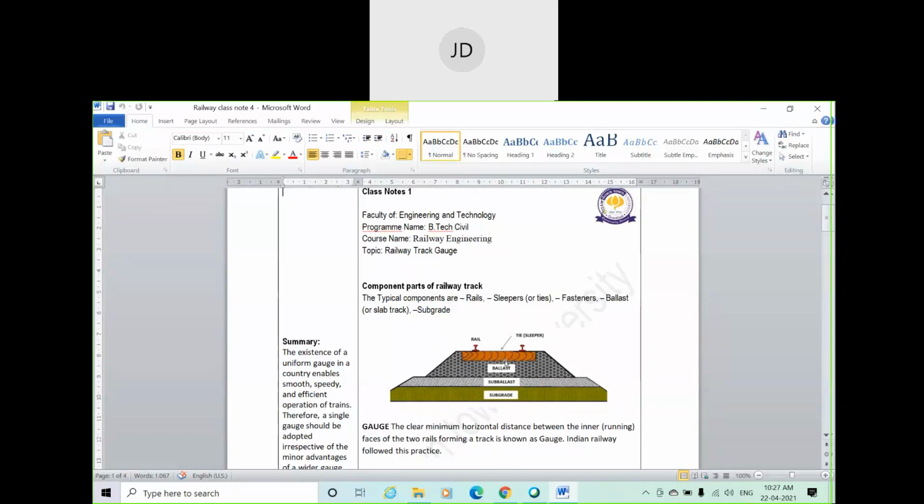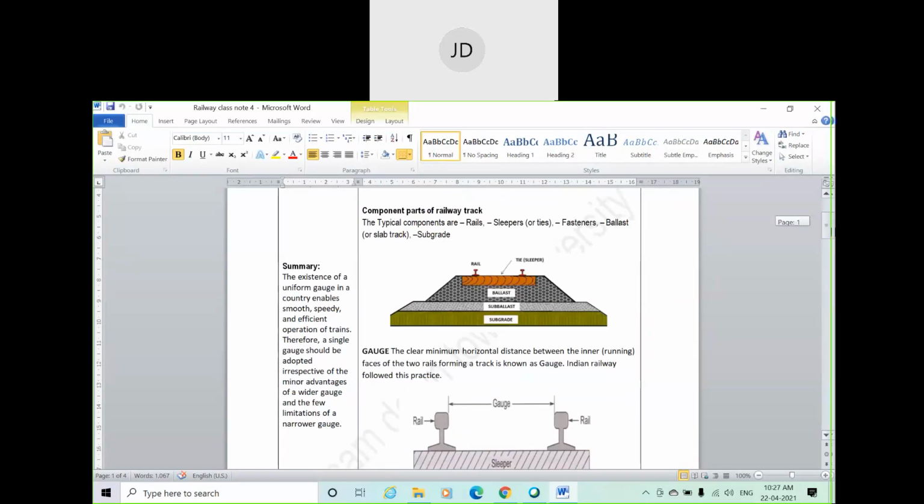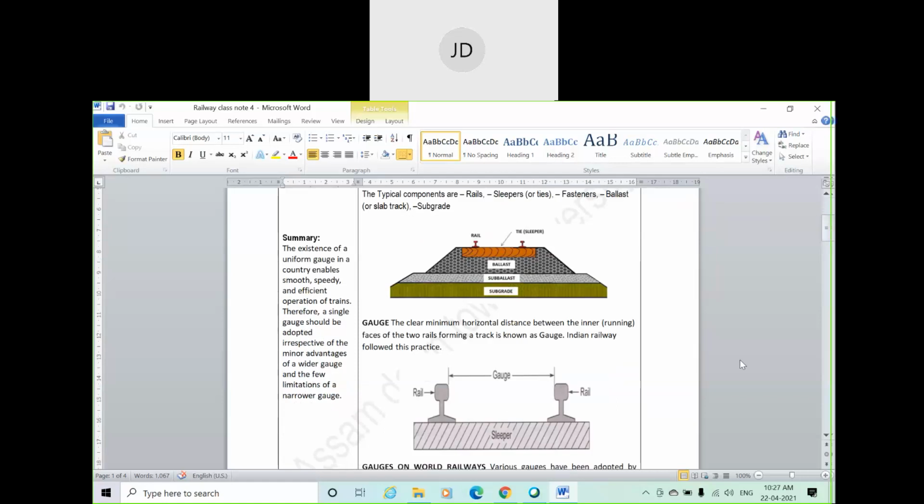Here you can see the drawing of the gauge. From there you can easily understand what the gauge means. From the diagram itself, it is showing the distance between the inner faces of the rails is defined as gauge. The clear minimum horizontal distance between the inner faces of the two rails forming a track is known as gauge. That's why it's also known as track gauge.